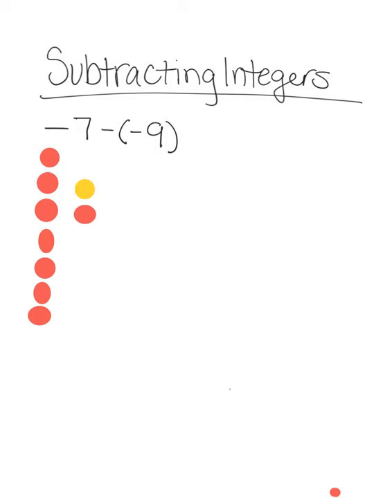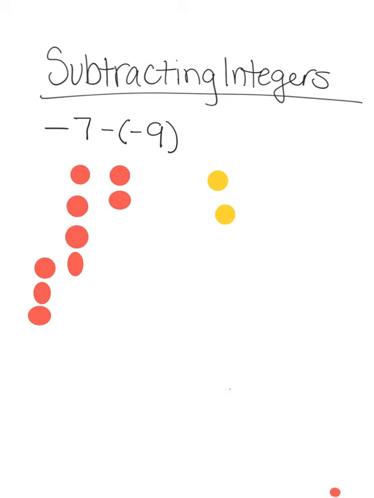So now if we count, I have these 7 negatives along the left side plus this 1 more negative. I'm going to add in another 0 pair so that I have a total of 9 negatives. So now I can see here that I have my 7 negatives and my 9 negatives. So I can take away these 9 negatives from the 7 negatives that I started with.